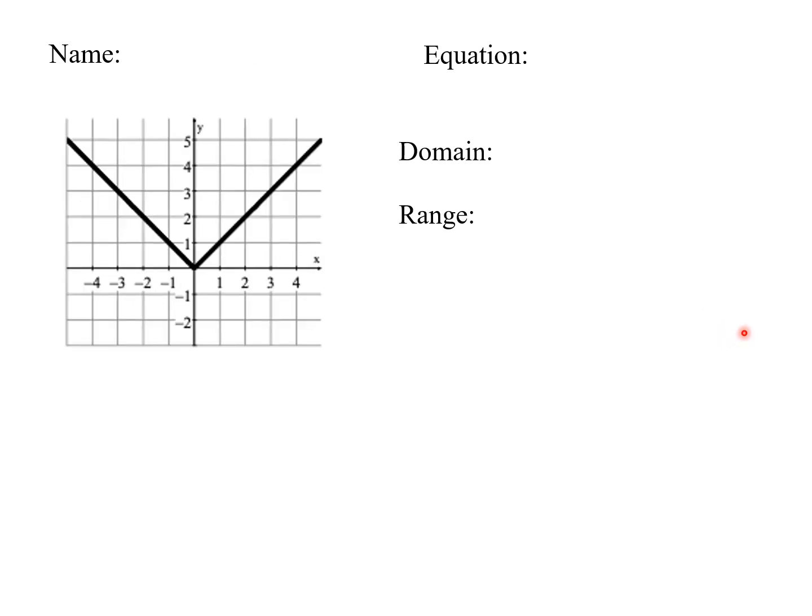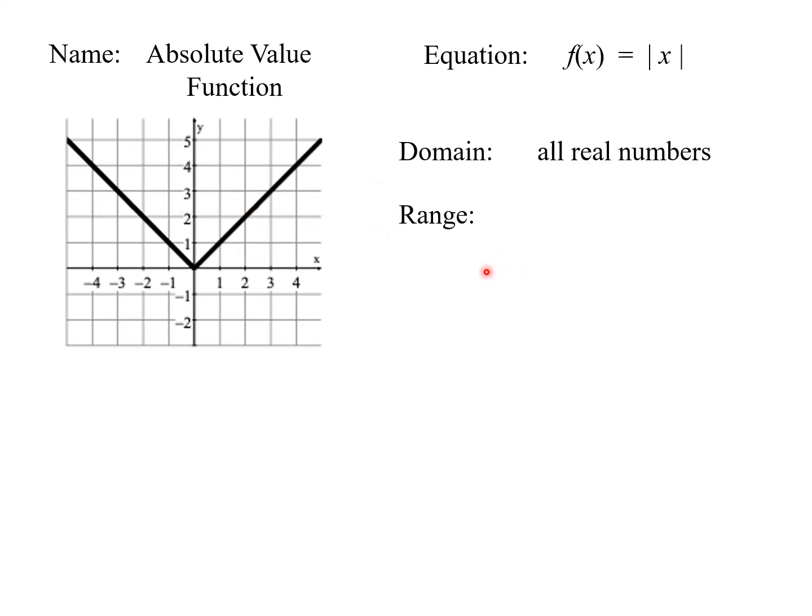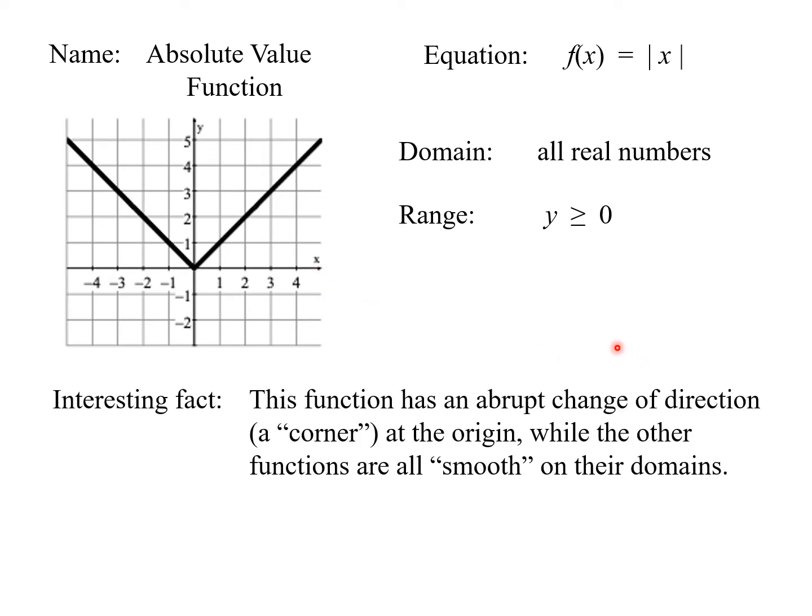The next function looks like this, and it's called the absolute value function. It has a parent function of this. The domain is all real numbers, and the range is y is greater than or equal to 0. An interesting fact about this one is it has a corner right there. It abruptly changes direction. That doesn't happen in nature very often, because nature is not herky-jerky, nature is smooth. But in this case, the absolute value function has a sharp corner. That sets it apart from the other functions.